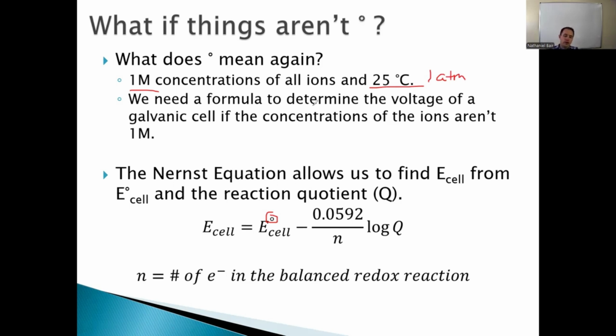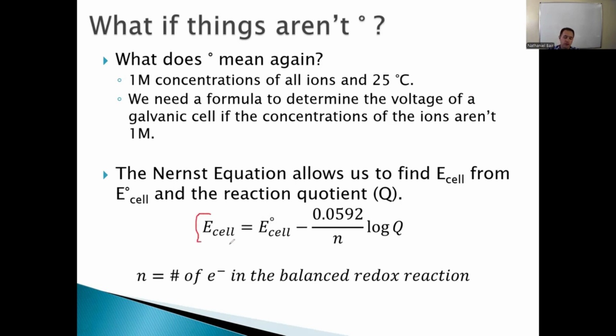But what if I don't want to run my battery with 1 molar concentrations of everything, right? What if I don't want to run my battery, and again, batteries with gases, that just kind of blows my mind. It can be done, but anyway. What if I don't want to have a partial pressure of 1 atmosphere? How can I predict the voltage of a battery under non-standard conditions?